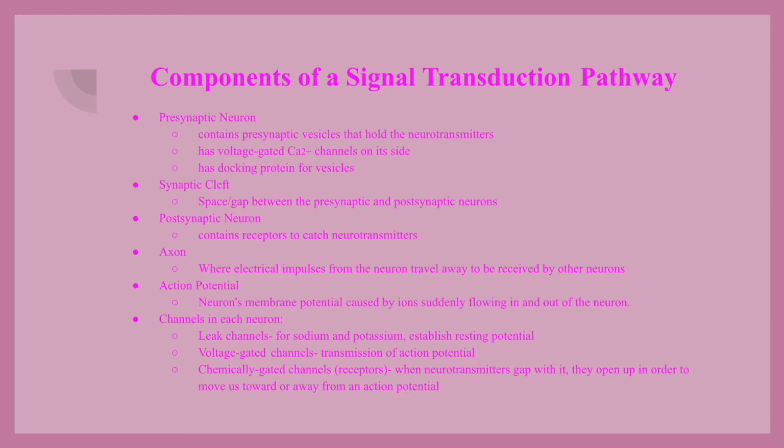The first is the leak channel for sodium and potassium, which establishes its resting potential. Voltage-gated channels are for the transmission of action potentials. Chemically gated channels called receptors are able to connect to neurotransmitters. When they do so, they open up in order to move us toward or away from action potentials.